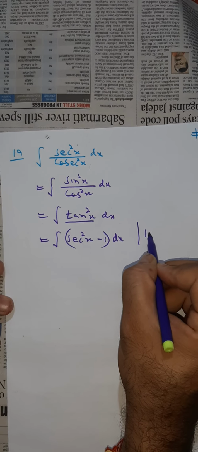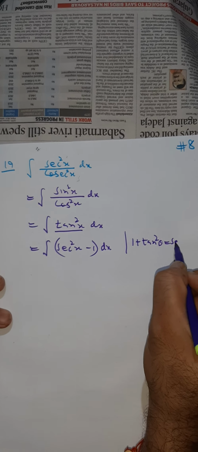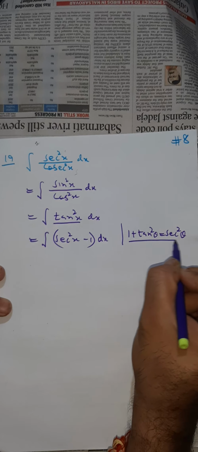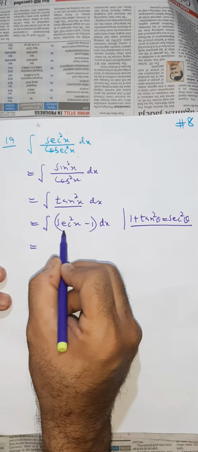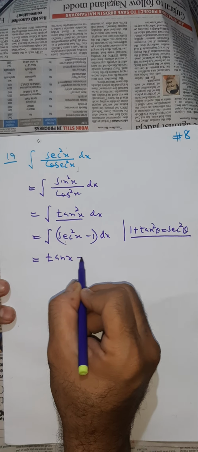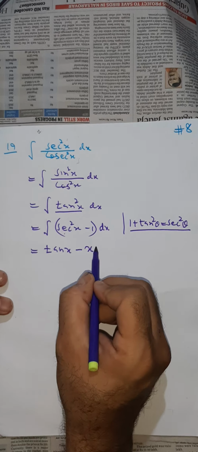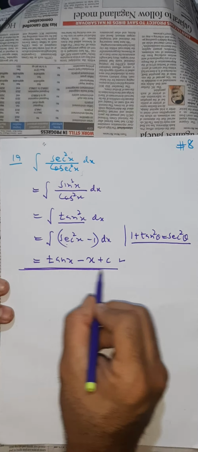You know this identity, 1 plus tan square theta equals sec square theta, right? So what is tan square? That is sec square minus 1. Now you know the integral of sec square is tan x. What's the integral of 1? It is x, because the derivative of x is 1, plus c. Right. So we use this.